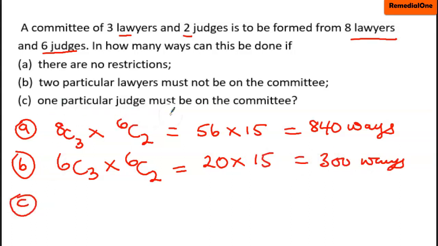C. 1 particular judge must be on the committee. So it means that you need to pick this judge and put him on the committee first. So it will be left with 5 judges, and then the choice will be 1. But the lawyers will remain the same. So you still have 8 lawyers, and you are choosing 3, times 5 judges, and you are going to choose 1. So which is 56 times 5, equal to 280 ways.